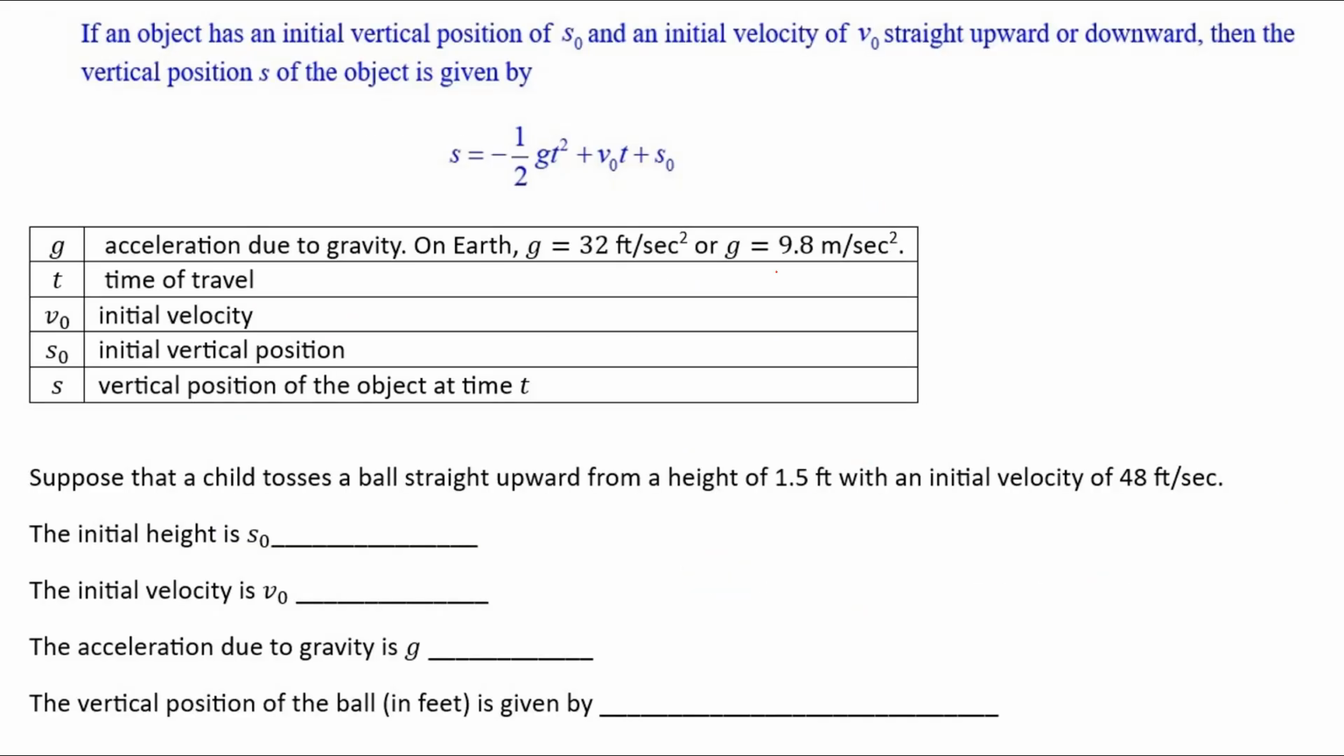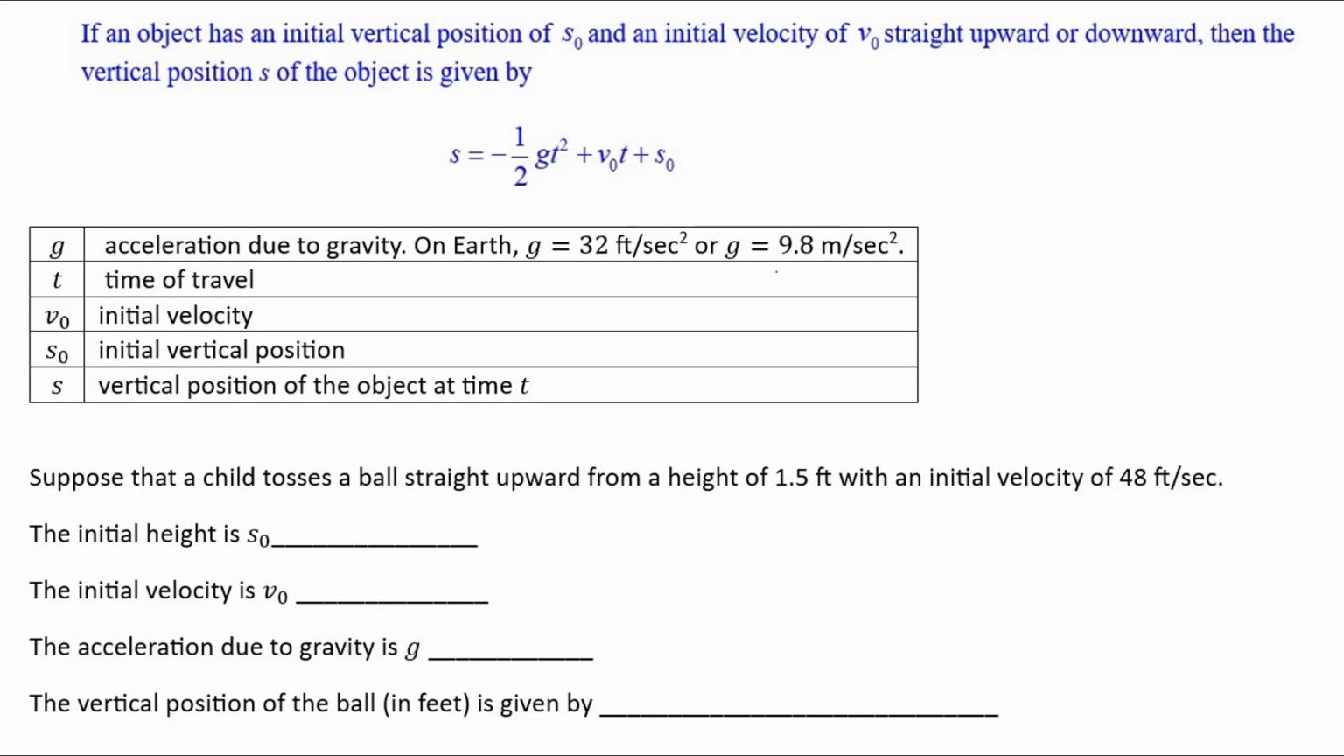All right, here is what we call a vertical motion problem. If an object has an initial vertical position of s sub 0, so that's where it starts, and an initial velocity of v sub 0, straight upward or downward, then the vertical position s of the object is given by s equals negative 1/2 g t squared plus v sub 0 t plus s sub 0, where g is the acceleration due to gravity, and on Earth that acceleration is 32 feet per second squared, or 9.8 meters per second squared, depending on whether you do meters or feet. And then the time of travel is t.